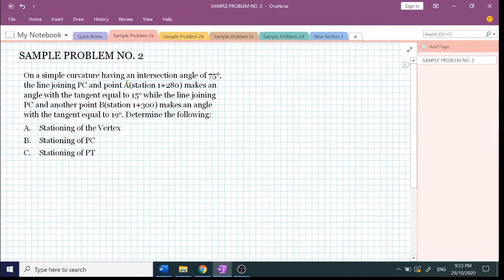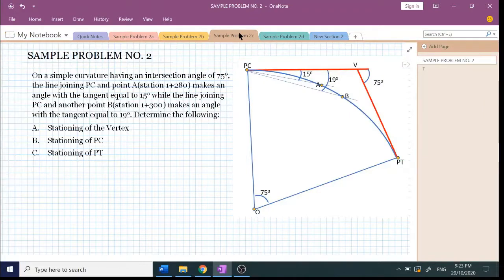Sa ganitong klase ng problem, malaking bagay ang makatutulong sa atin kapag idinrawing natin at naipakita sa illustration yung mga elements ng simple curvature na given in the problem. Kaya subukan nating i-illustrate ang ilang elements na given in the problem. And the illustration goes like this.